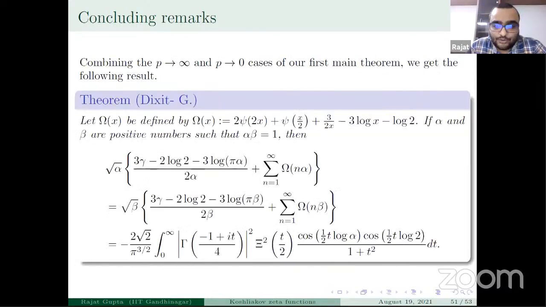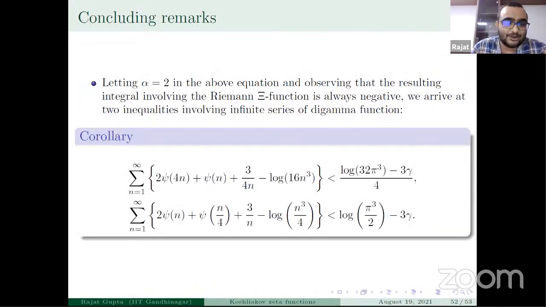Yeah, so actually you can see if you put alpha equal to 2 here, this is nothing but cos squared of t by 2 times log 2 upon 1 plus t squared, which is a positive quantity, and this is also a positive quantity, and this is also positive. So the right hand side is completely a positive quantity. So from here it's easy to see that both the sides are greater than or equal to 0. So from there we obtain these inequalities. Yeah, so with this I'll end my talk, and thank you for listening. Thank you.